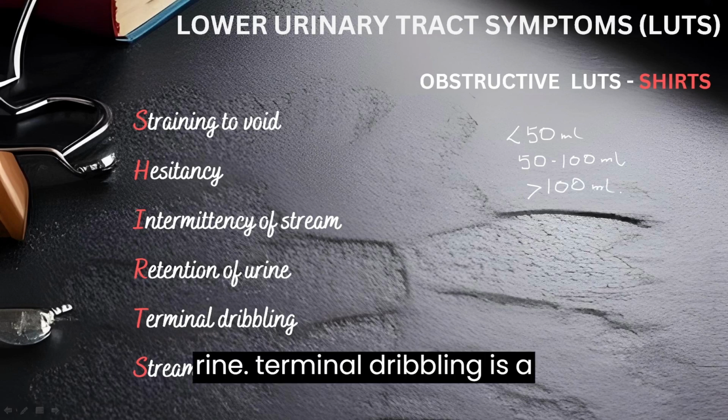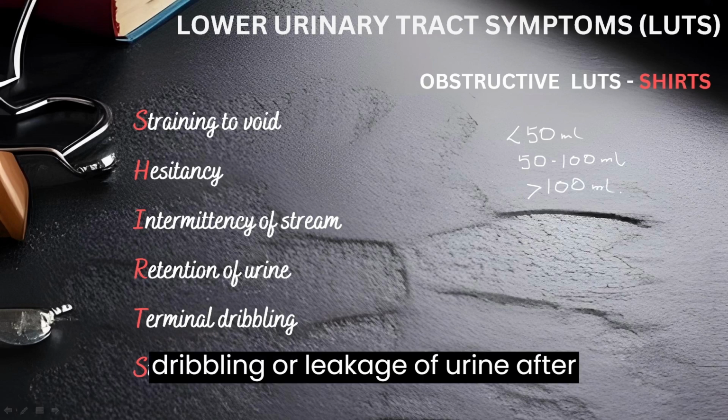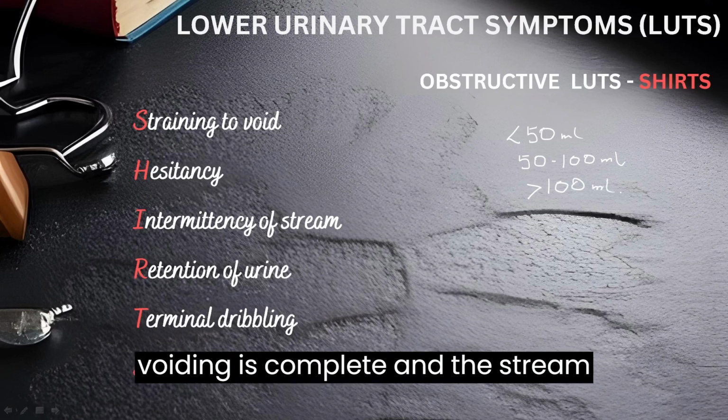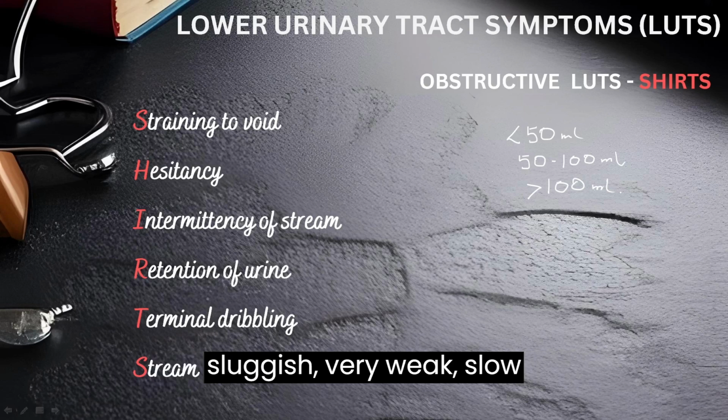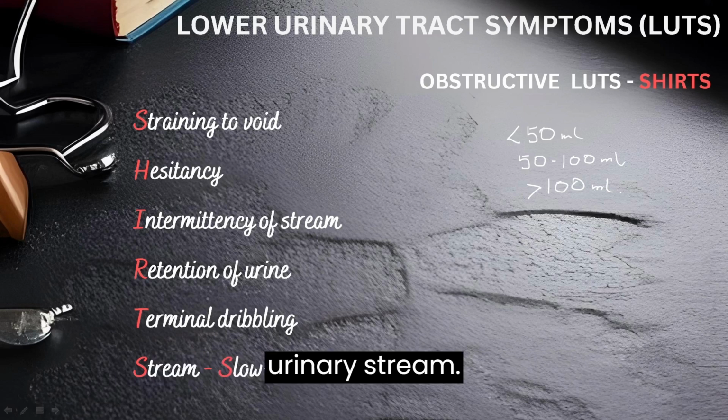Terminal dribbling is a dribbling or leakage of urine after voiding is complete. And the stream which is encountered is a very weak, slow, sluggish urinary stream.